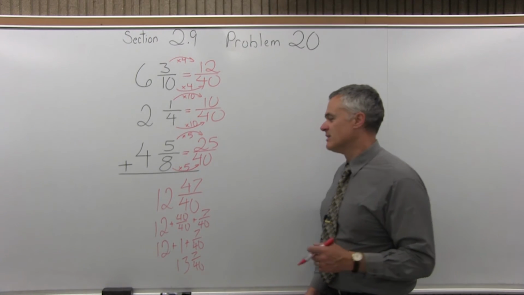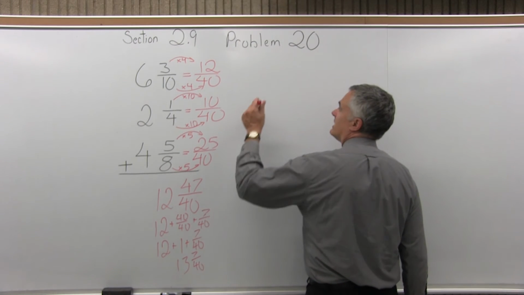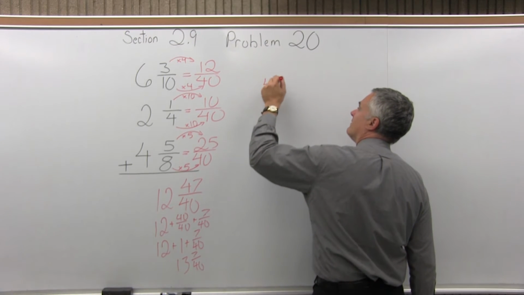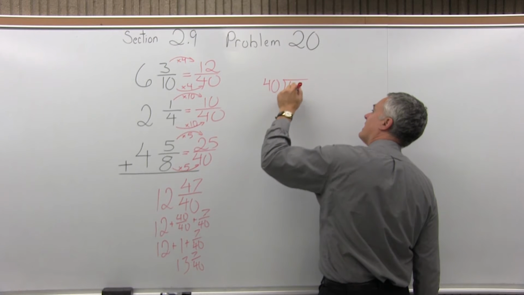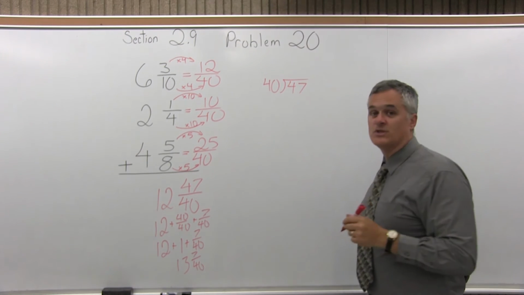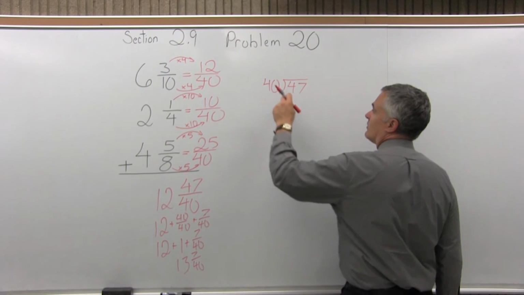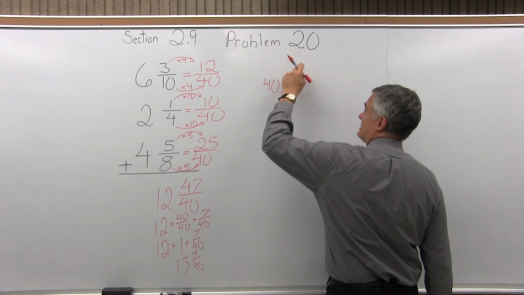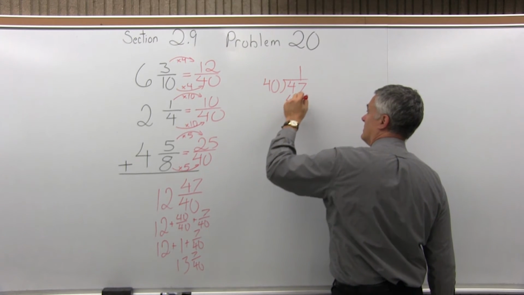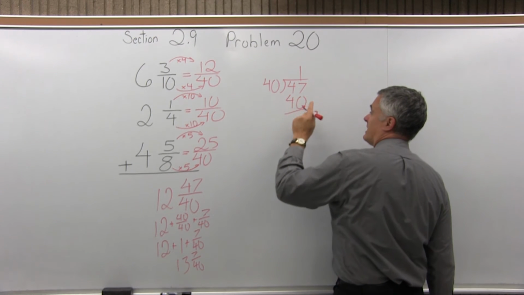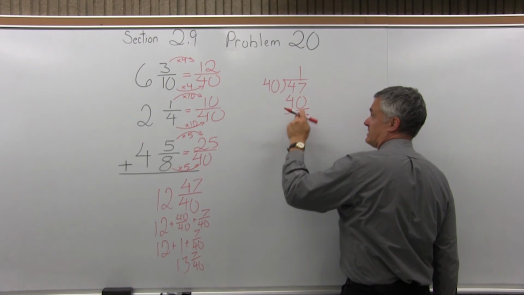Let's say you don't see it. What would you do? So you would take the denominator of 40, divide it into the numerator of 47, and do the division, look for the remainder. So 40 goes into 47 only once. 1 times 40 is 40. 47 minus 40 is 7, so my remainder is 7.